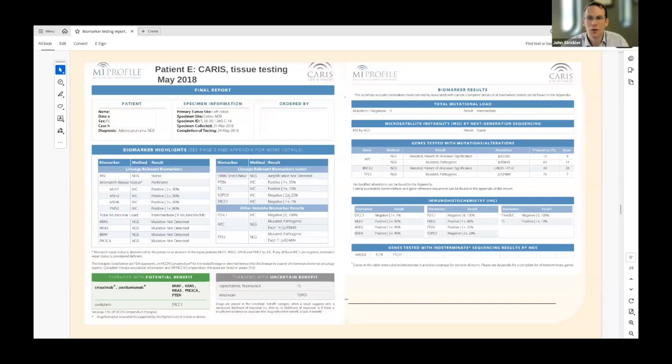Oh boy, Caris, we're almost done today, so we're about to wrap up. But I find Caris is one of these mega tests that tests for every biomarker under the sun. And it can be a little bit difficult to digest if you're a patient to understand this report. The reason why I call this a mega test is because it's doing everything.